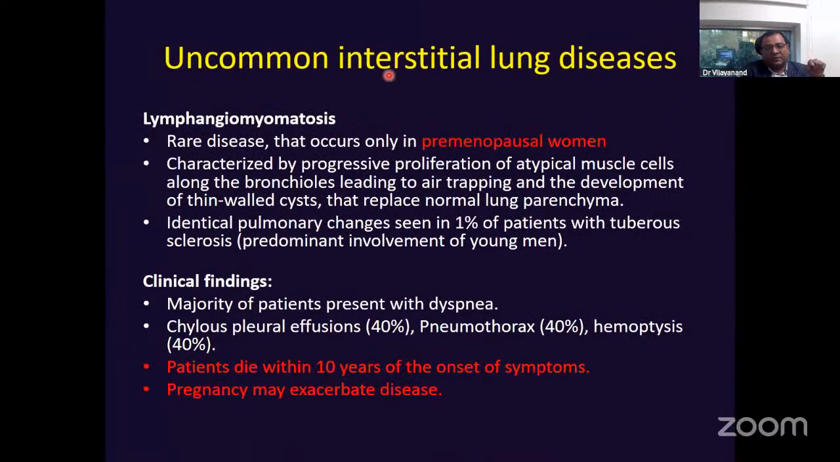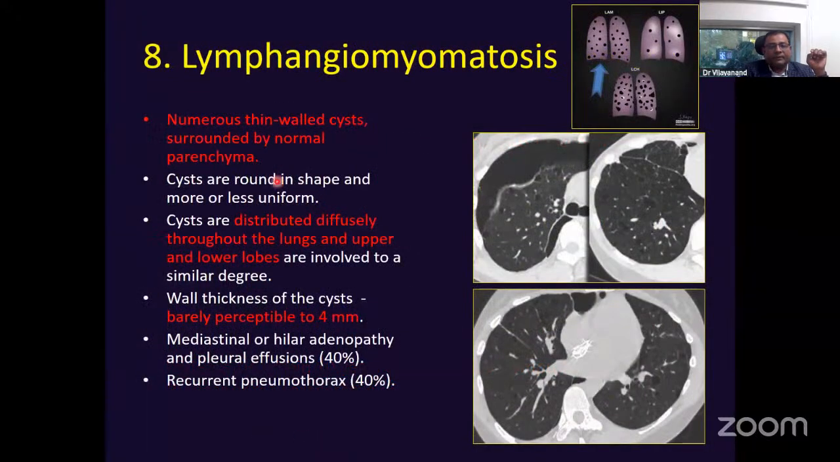Other uncommon similar cystic interstitial lung diseases are lymphangiomyomatosis. This is exclusively seen in premenopausal women, characterized by progressive proliferation of the muscle cells, which I'm not going to tell in detail. The clinical findings are that the majority of the patients present with dyspnea. There can be chylous effusions, pneumothorax, and hemoptysis in these patients. Patients usually die within 10 years of the onset of symptoms, and pregnancy may exacerbate the disease.